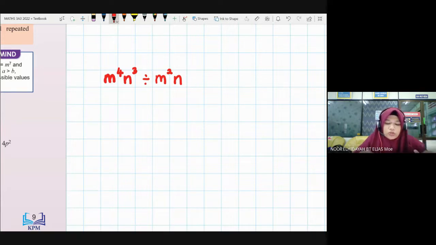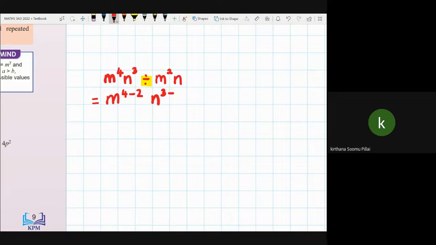Okay, so macam mana awak nak buat? Awak perlu buat one by one lah. Macam kita buat untuk multiplication tadi. m to the power of 4 divide, this one is divide, m to the power of 2. So you have to subtract 2 untuk m. Kemudian n to the power of 3 nak kena minus berapa? Is it 0? One, teacher. Ya, one.